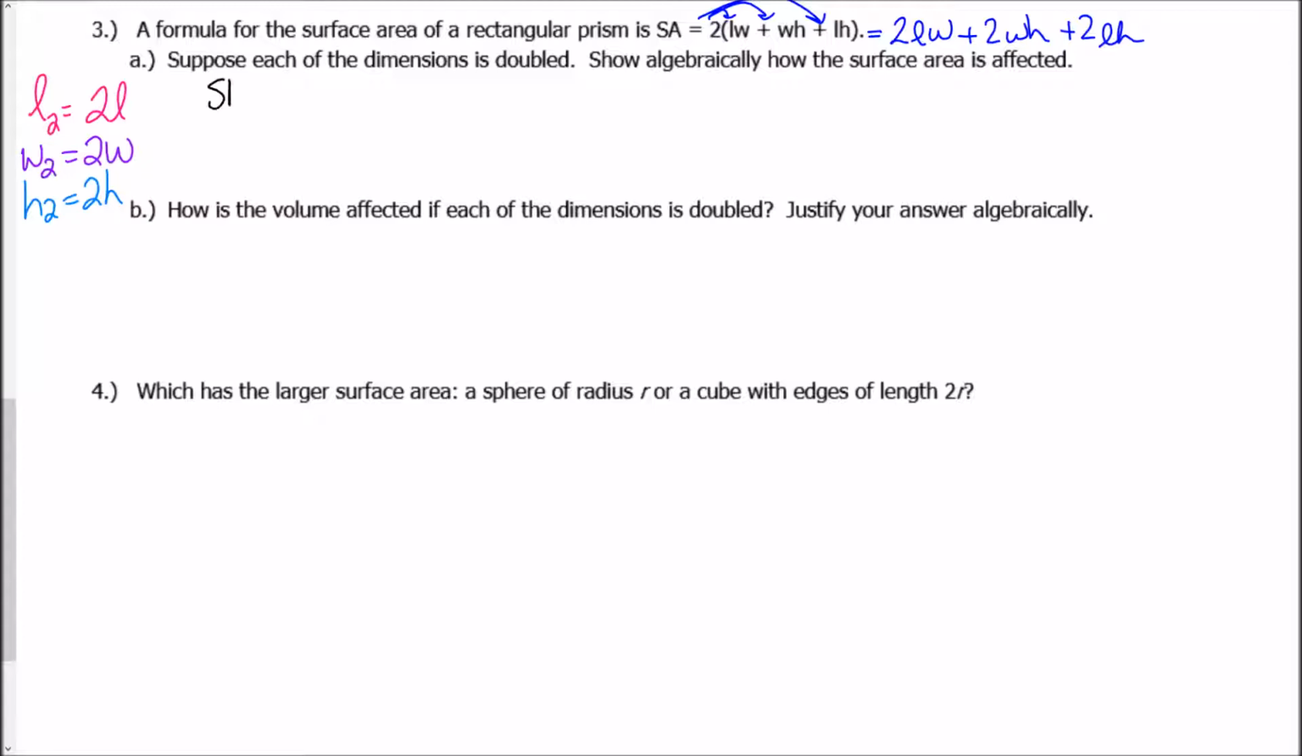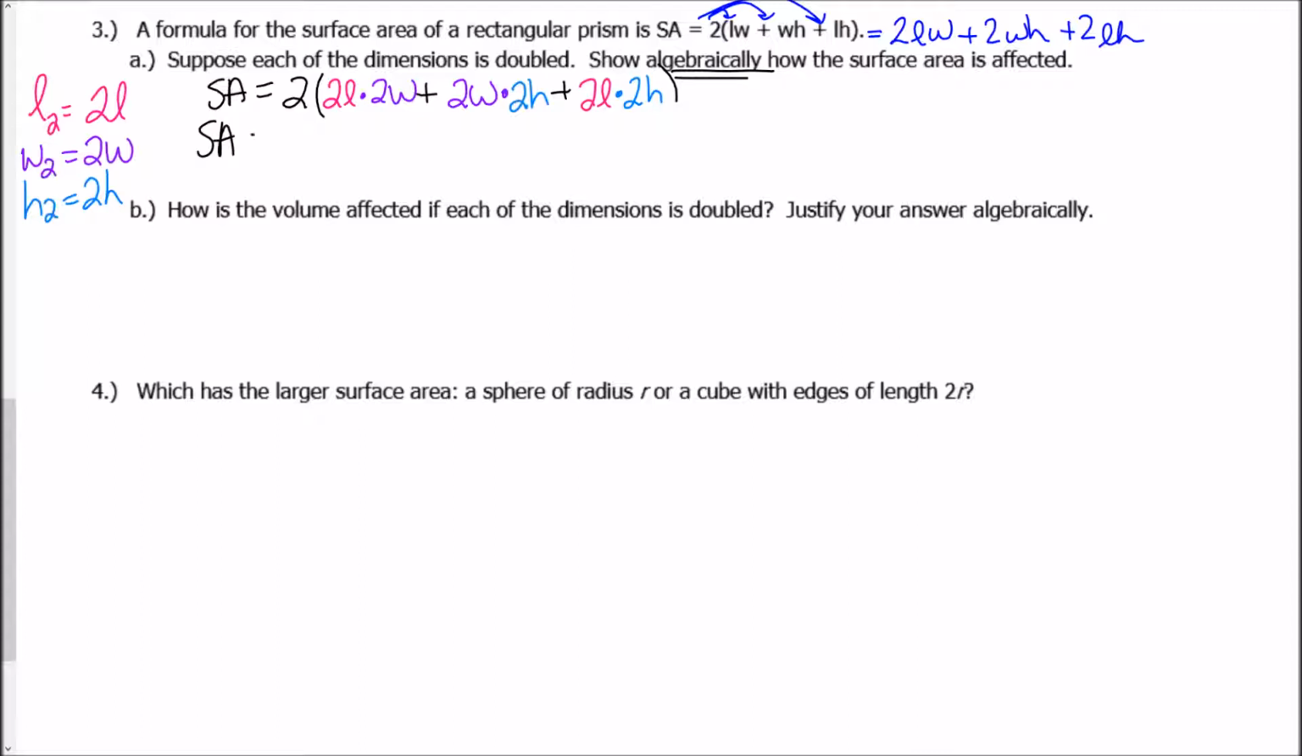So if the formula is surface area equals 2 times LW plus WH plus LH, instead of L right here, I'm going to say it's 2L. Instead of W, I'm going to say it's 2W, okay? Plus, here, instead of W, again, I'm going to say it's 2W times, and then instead of H, I'm going to say it is 2H. Plus, same thing. Instead of L, I'm going to say it's 2L, and instead of H, I'm going to say it's 2H. Okay? Now I just have to do a bunch of algebra.